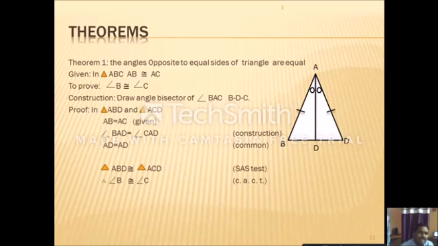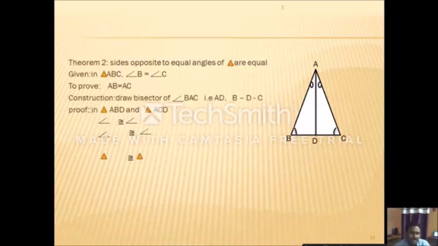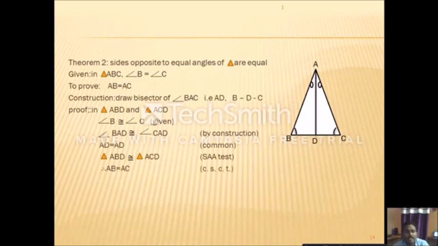Now we will see the next theorem, which is the converse of theorem number 1: sides opposite to the equal angles of a triangle are equal. Given that in triangle ABC, angle B and angle C are congruent, we have to prove that side AB and side AC, which are opposite to angle C and B respectively, will be congruent. Here also it is necessary to construct the bisector of angle BAC, and this bisector intersects the side BC at point D so that B, D, C are collinear.